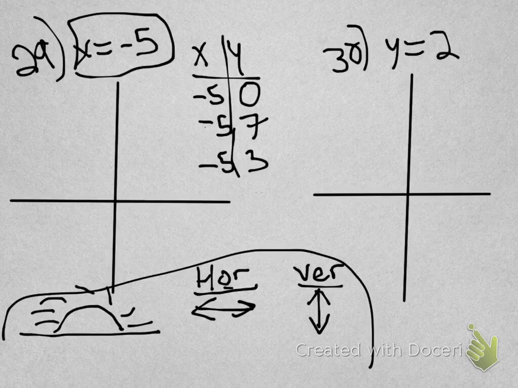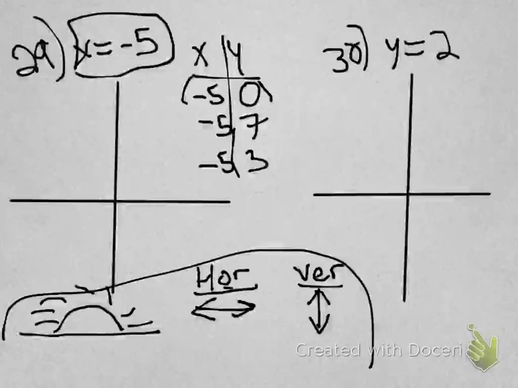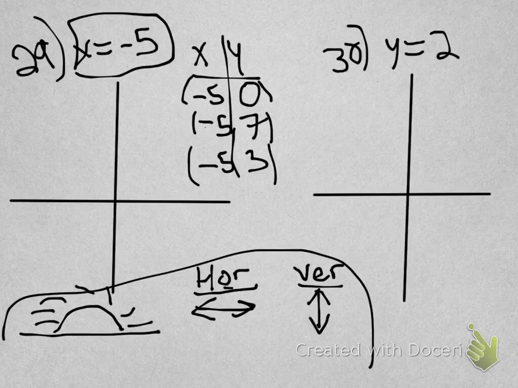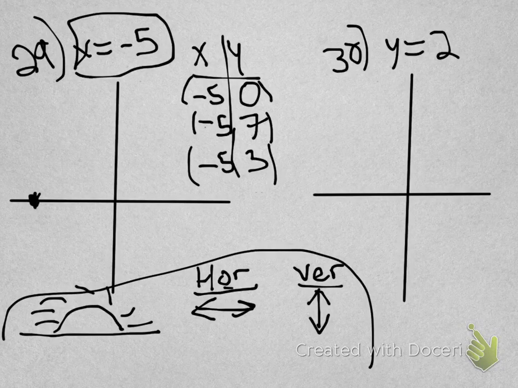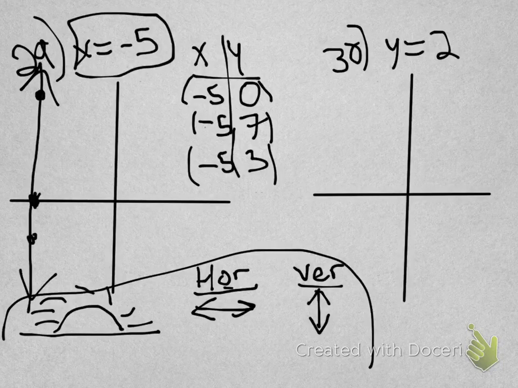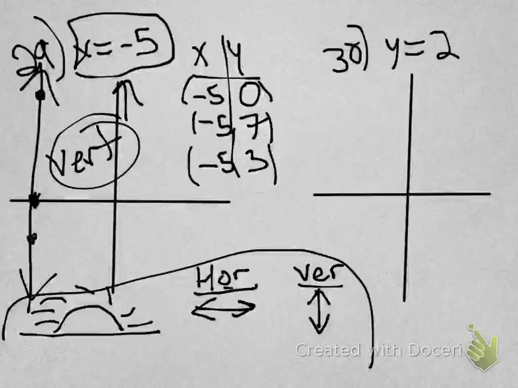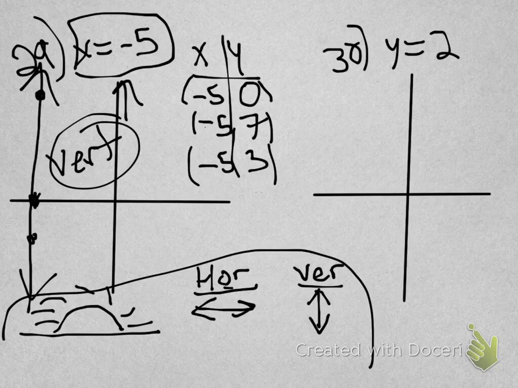So we go back to our graph, and we're going to plot each one of these points on our graph. Okay, so we go back -5. We'll say that's about right there. We put a point at 0. Then we go back -5, and we put a point at 7. Then we go back -5, and we put a point at 3. We connect them, and that is a vertical line. So anytime our equation is x equals something, it's going to be a vertical line.